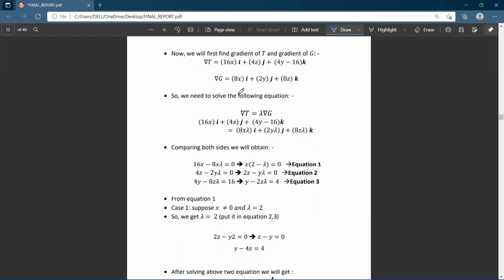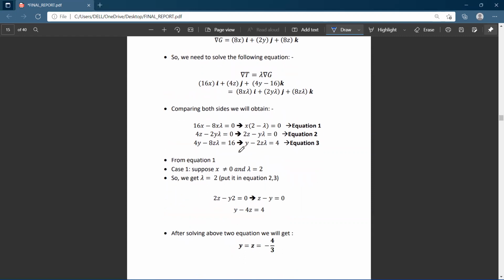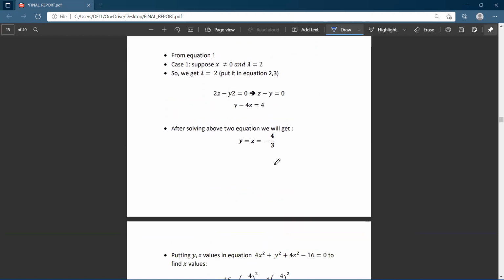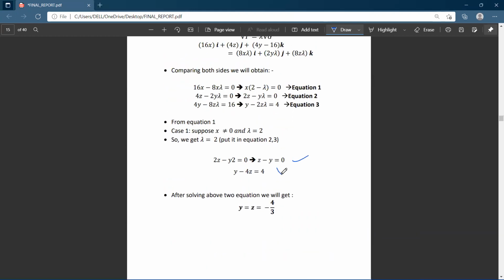Comparing each x, y, z component, we get these three equations, the first being 16x minus 8x lambda. Simplifying this, we get x into 2 minus lambda. Similarly, simplifying the other two equations and denoting them as equation 1, equation 2 and equation 3. Now from equation 1, there are three possibilities. The first possibility is that x is not equal to 0 and lambda is equal to 2, so the first equation can be 0. So we get lambda equal to 2, putting that value in equation 2 and equation 3. So this is equation 2, this is equation 3.